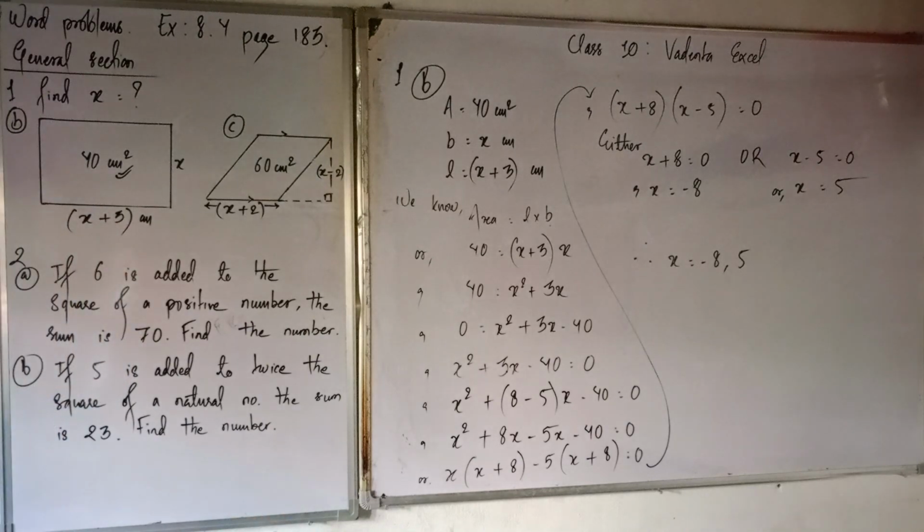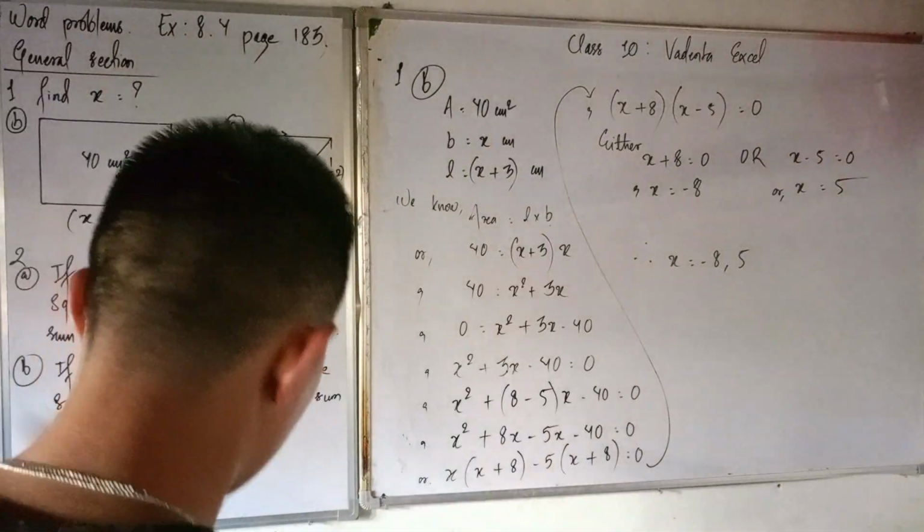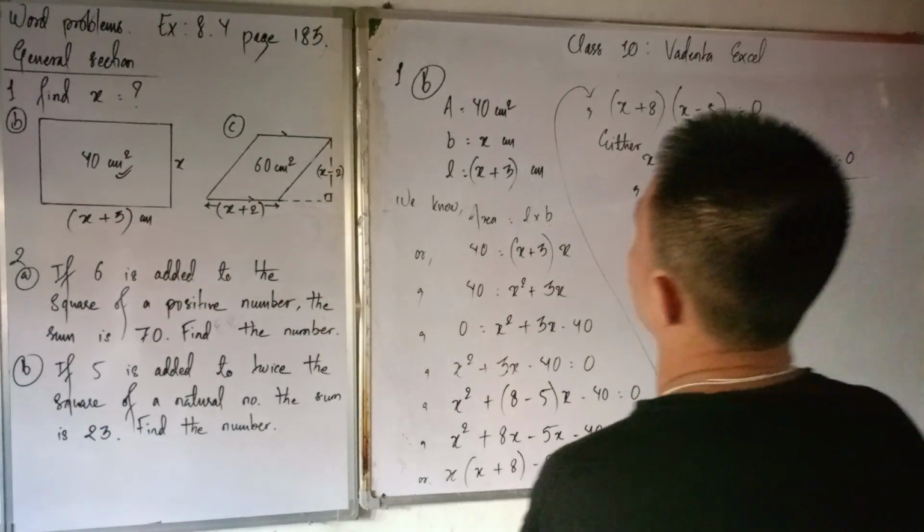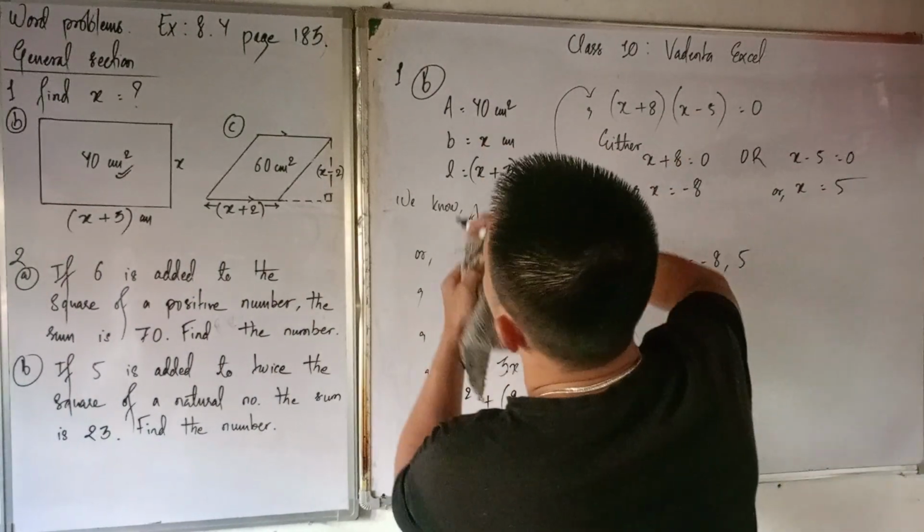That is the formula for the area of a parallelogram. So if you know it, then try earlier than me. If you have finished doing this, I would like to rub this and start number c. Okay, now number 1c.